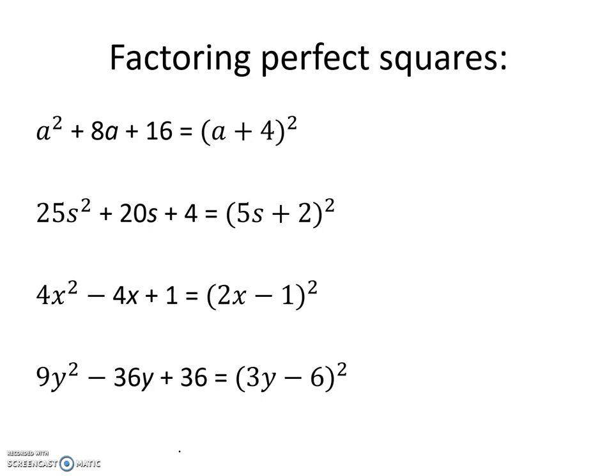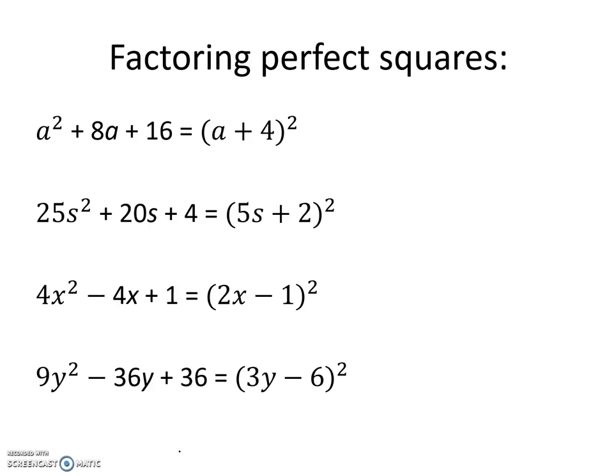The second example is 25s squared plus 20s plus 4. So we take the square root of that 25 and we get 5, and the square root of s squared is s, and the square root of 4 is 2. So that's the easy way of finding out that 25s squared plus 20s plus 4 equals the quantity 5s plus 2 squared.